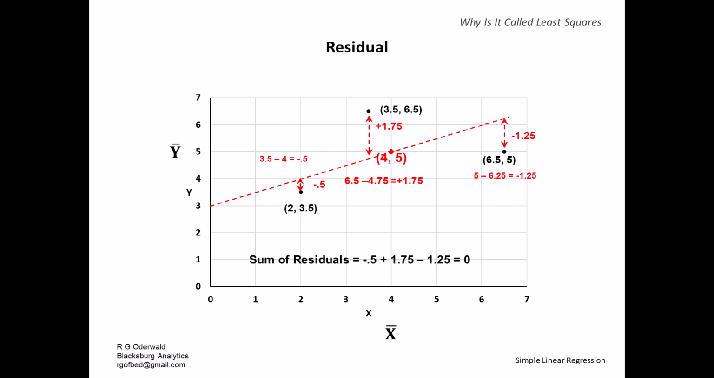The predicted y at x equals 2 is now 4. The residual is 3.5 minus 4, which is equal to minus 0.5. The predicted y at x equals 3.5 is 4.75, and the residual is plus 1.75. The predicted y at x equals 6.5 is 6.25, and the residual is minus 1.25. Again, the sum of the residuals is 0.